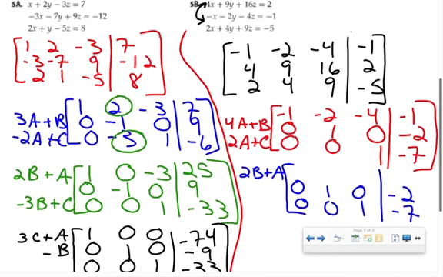And 2 times 0 is 0. 0 plus -1 is -1. 2 times 1 is 2. 2 plus -2 is 0. 2 times 0 is 0. 0 plus -4 is still -4. 2 times -2 is -4. Plus -1 is -5.